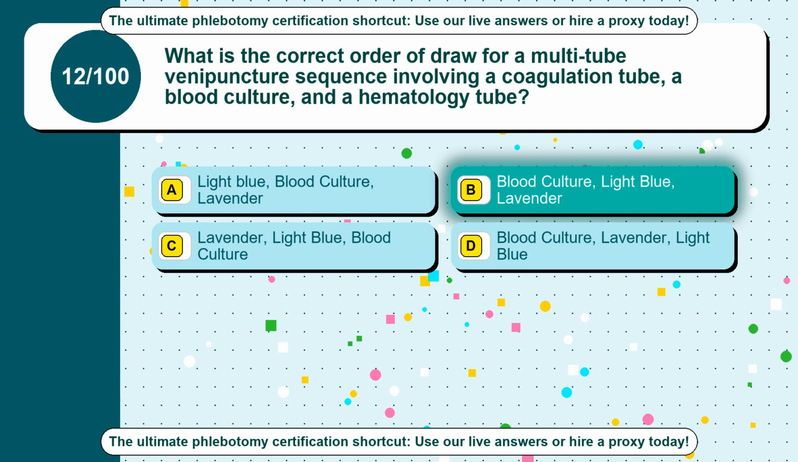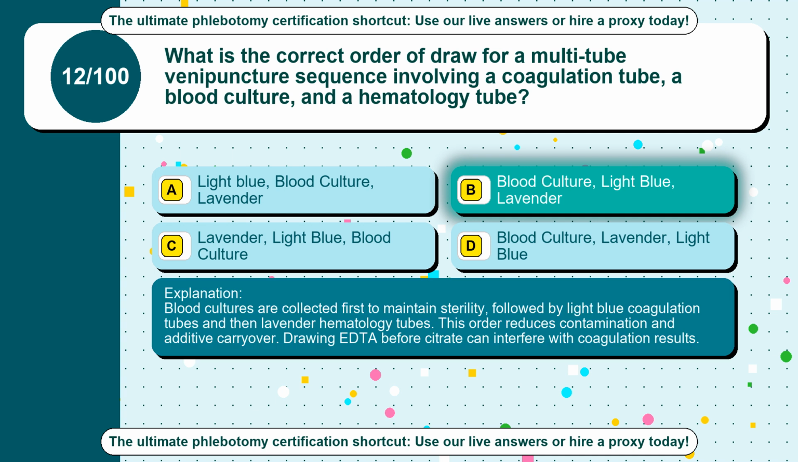Blood culture, light blue, lavender. Blood cultures are collected first to maintain sterility, followed by light blue coagulation tubes and then lavender hematology tubes. This order reduces contamination and additive carryover. Drawing EDTA before citrate can interfere with coagulation results.